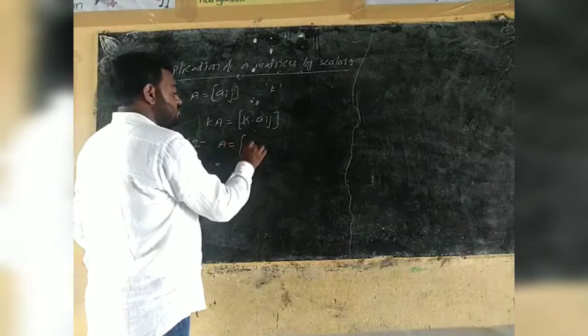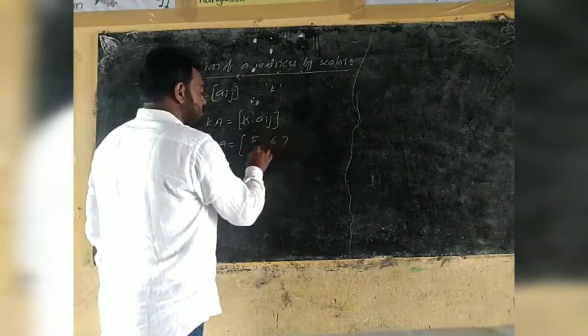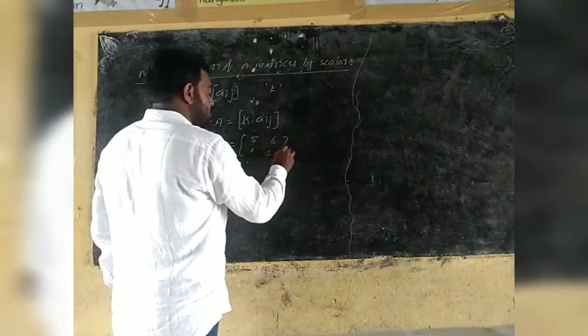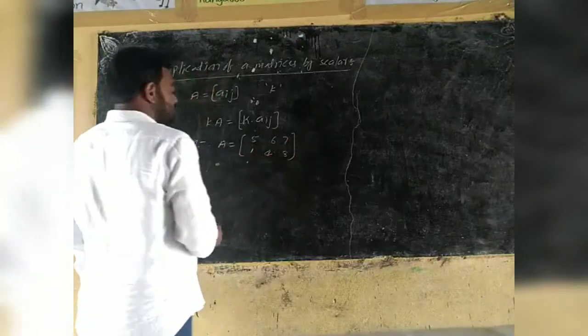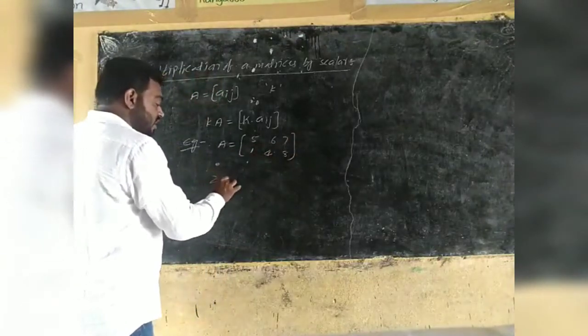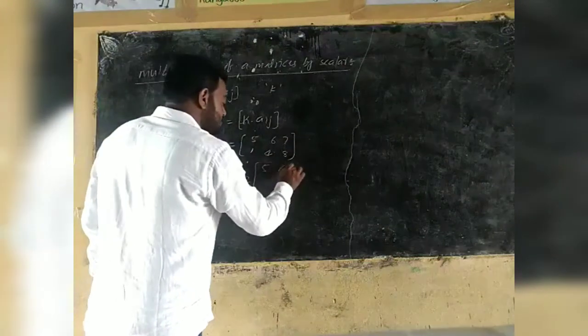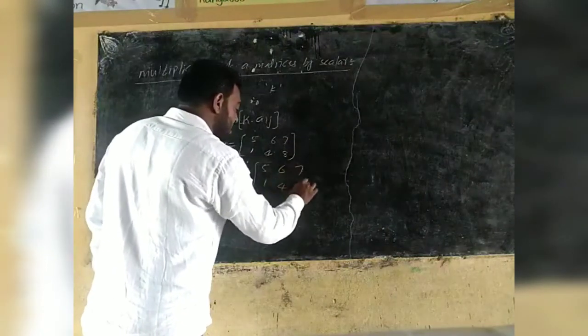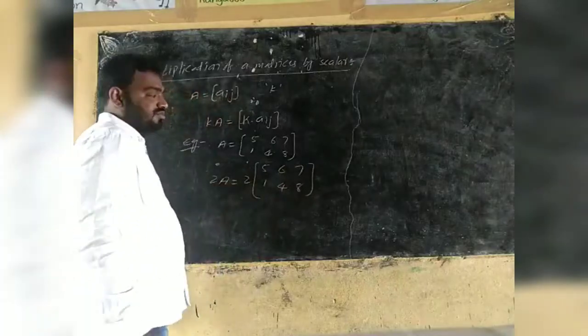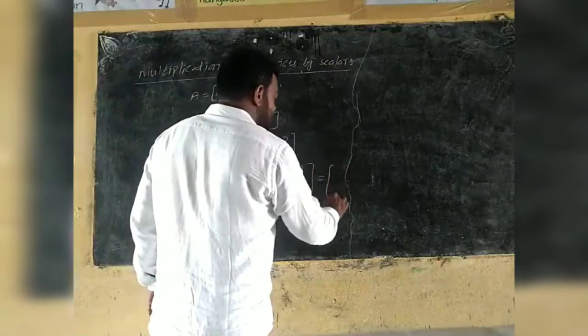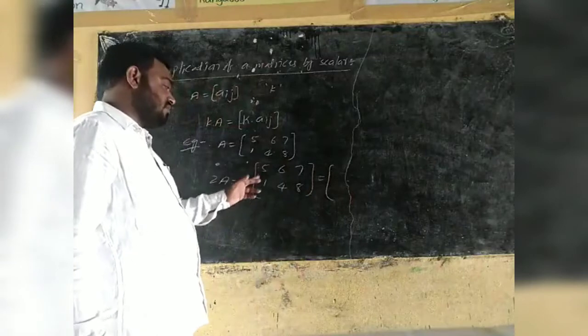A is equal to the matrix [5, 6, 7; 1, 4, 8]. We need to find 2A. 2A is equal to 2 times the matrix [5, 6, 7; 1, 4, 8]. We substitute matrix A. What result are we getting? Every element we multiply with 2.